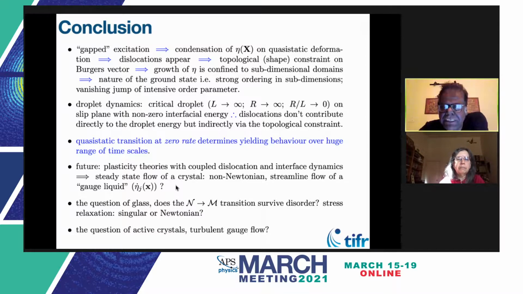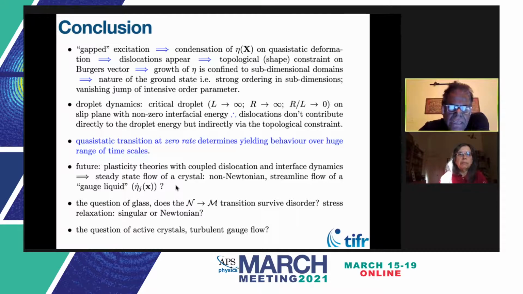Okay, the question of glass. Does this NM transition survive disorder? I think Jürgen is going to talk about this at the end. And you can see that the first passage time that we calculated is also a prediction for the viscosity. I should have told you that, because it gives a time scale and we have the yield stress. So that gives you something which has the same dimensions as viscosity. So the question is whether it is singular or Newtonian in glass. So in a crystal, this is singular because you have this e to the power 1 by strain rate to the power 4 kind of singularity.